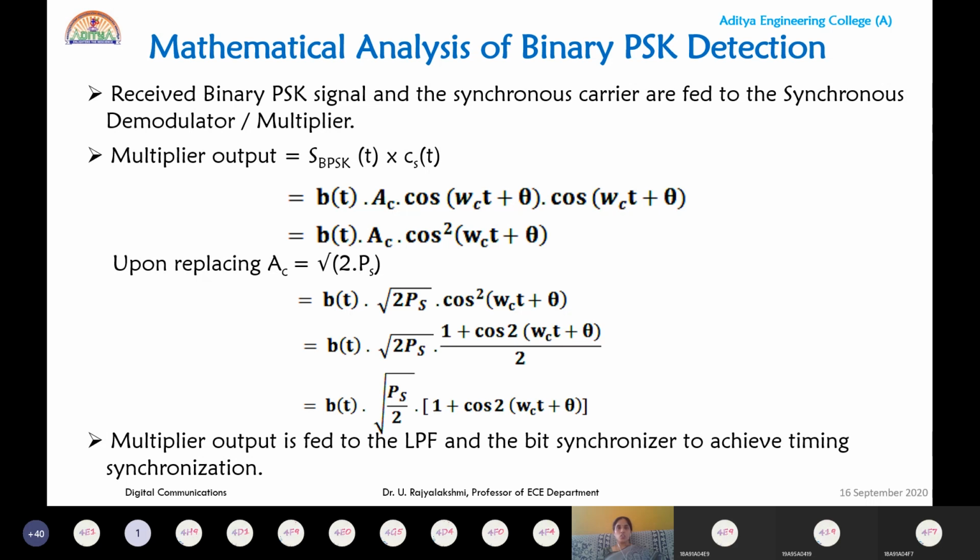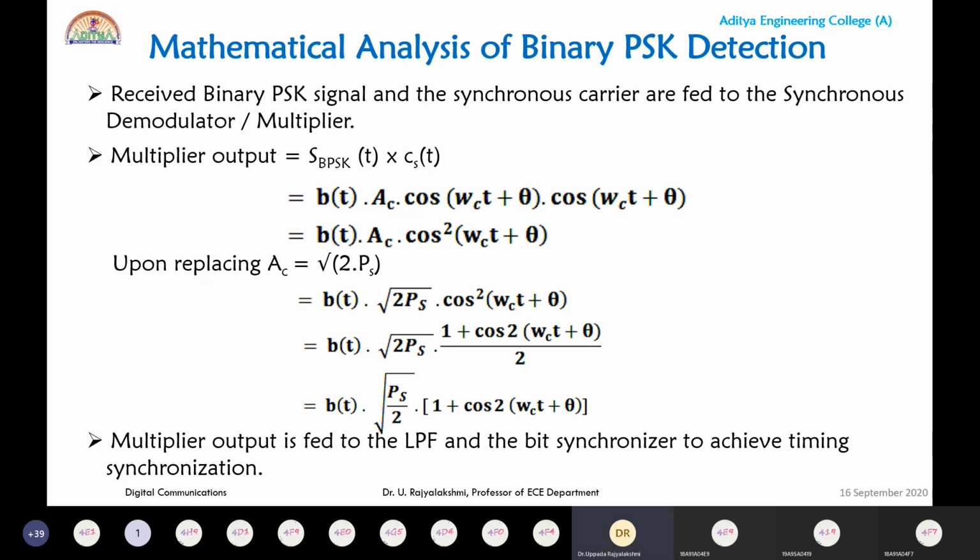So the synchronous carrier and the BPSK signal are both applied to the demodulator. The demodulator consists of a multiplier. I think you know that it simply takes the product. Let us take the product: BPSK signal into synchronous carrier. Please observe the multiplier output. What is the BPSK signal? The BPSK signal is b(t) into Ac cos(ωct + θ), where θ is the introduced phase deviation.